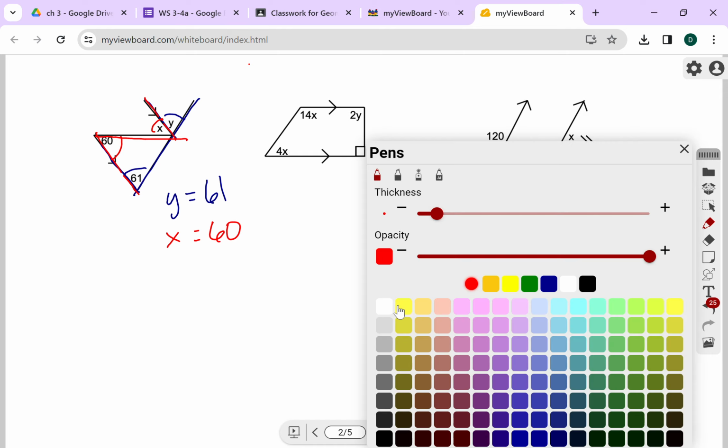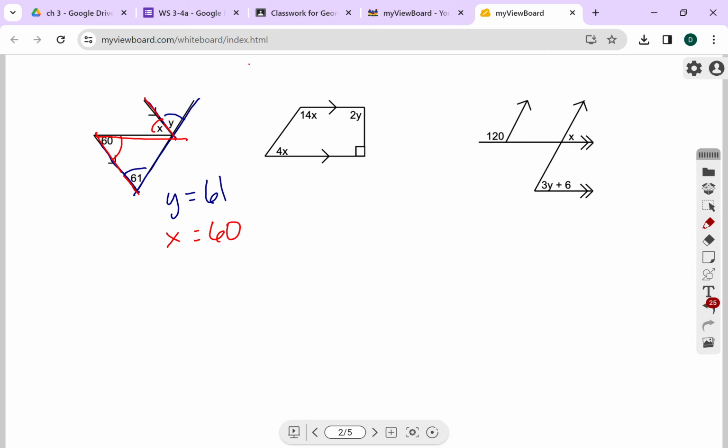The next figure has a different situation. If I see parallel lines, like the two that are given, and a transversal connecting, I could also be looking for same side interior. Because if two angles are same side interior, if you add them, the total would be 180. So obviously x is going to be 10 in this case.